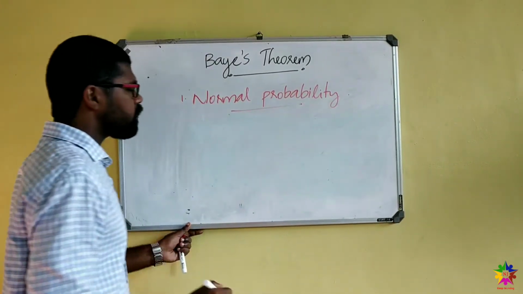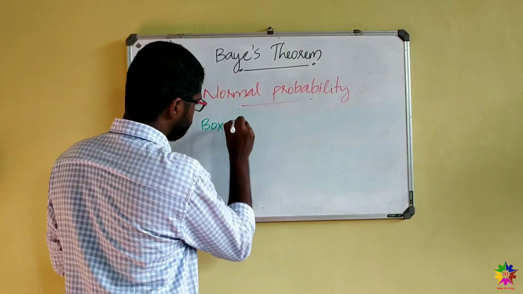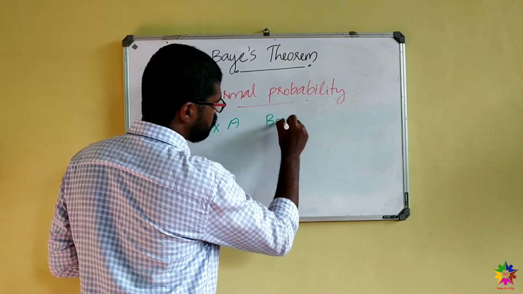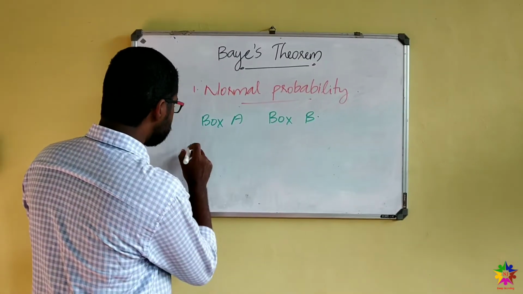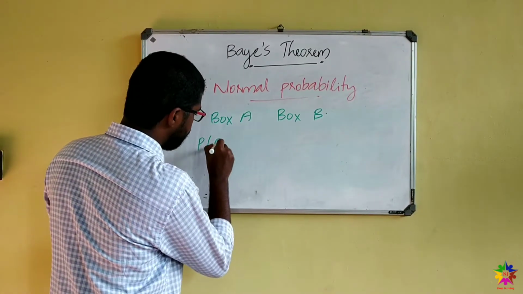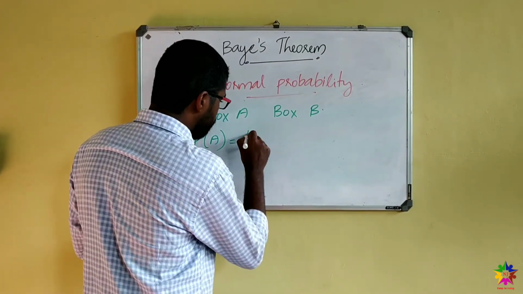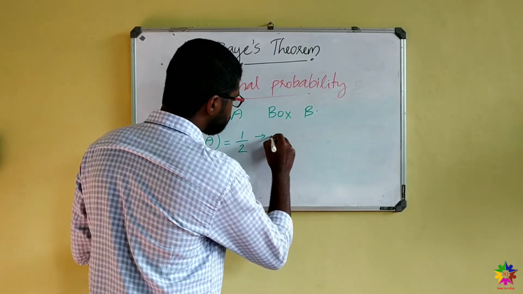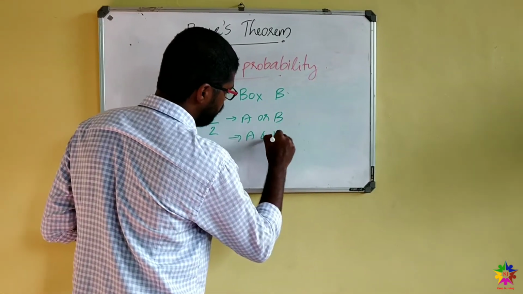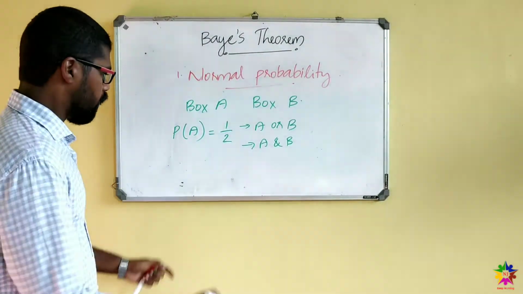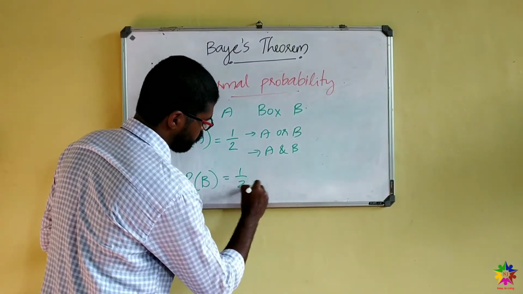Suppose there are two boxes, box A and box B. What is the probability of choosing box A, that is, probability of A? Since there are two boxes, it will be 1 by 2. The 1 denotes A or B, and the 2 denotes A and B. And what will be the probability of choosing box B? It also will be 1 by 2.